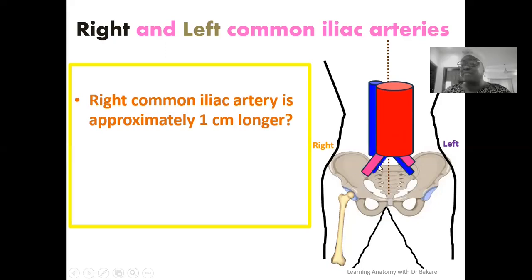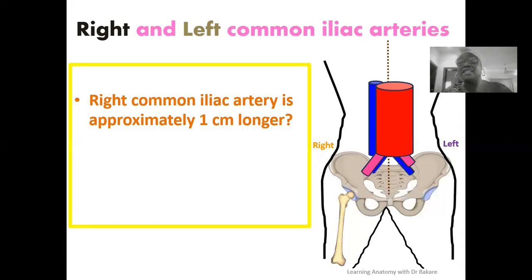So if you look at the right, you see that the common iliac artery on the right is longer, while the common iliac vein on the right is shorter. If you go to the left side, the left common iliac artery is shorter, while the left common iliac vein is longer. This is attributed to the position of both the abdominal aorta and also the inferior vena cava. So they need adjustments in their length so that they can fully be accommodated within that space, and also to prevent them from going out of space.